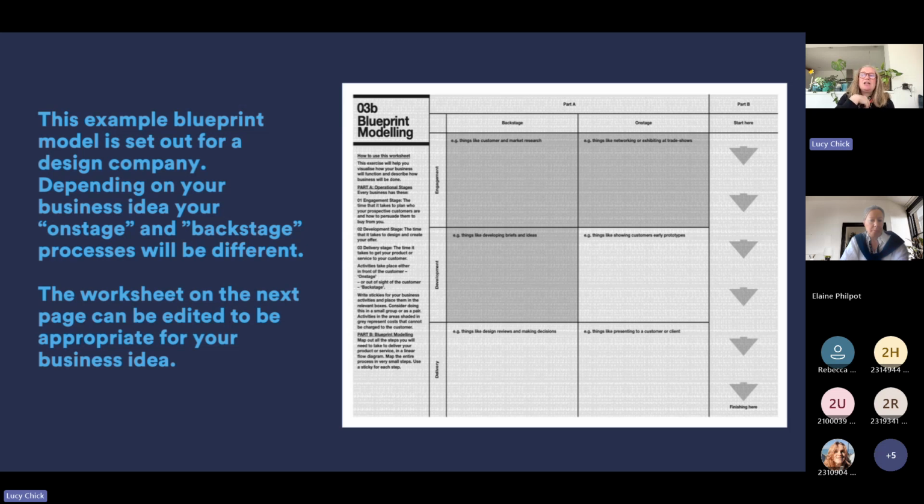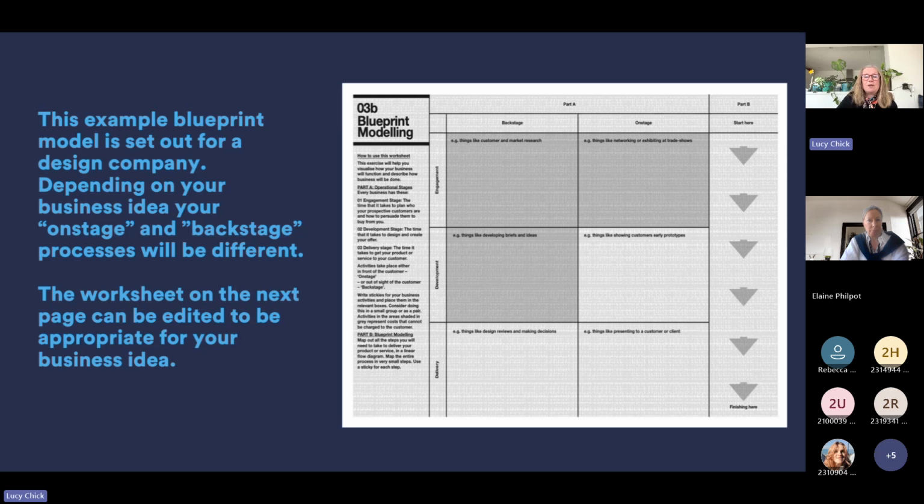In the development stage, that's like developing the briefs and the ideas, thinking about what the products are. And on stage might be showing customers our early prototypes of what we're going to make. And then in the delivery stage, it's things like design reviews and making decisions, which is backstage with the company, and then actually presenting to a customer or client. So this is the graphic design studio.